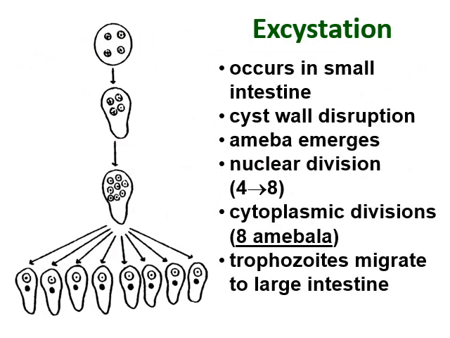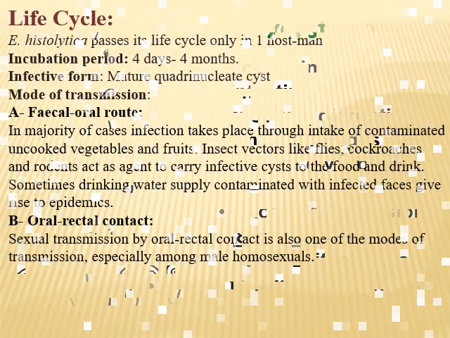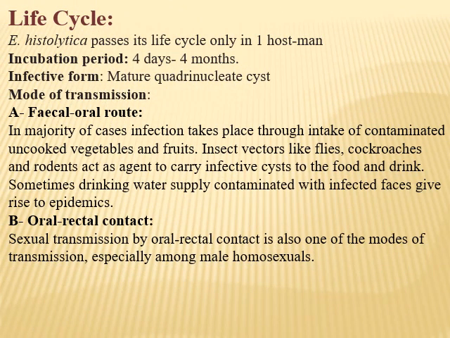This is a figure for excystation. It occurs in the small intestine. The cyst wall will be disrupted. The nuclei will divide from 4 to 8 nuclei. The cytoplasm will divide and form 8 amoebae. The trophozoites migrate to the large intestine. So each cyst will produce 8 trophozoites. So encystation is for protection, and excystation is for multiplication here. The life cycle of Entamoeba histolytica.